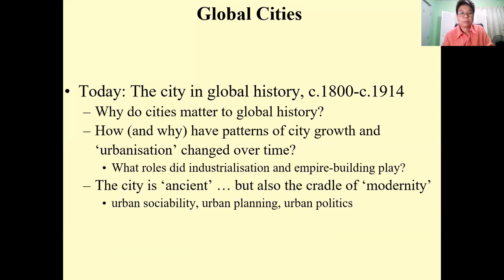So when you say global cities from the 1800s to the 1940s, we describe why cities matter to global history, what the patterns of city growth and urbanization over time are, and what roles industrialization and empire building play in all of these aspects. The city is ancient, but between the 1800s and 1914 it was also the cradle of modernity. So there's urban sociability, urban planning, and urban politics.